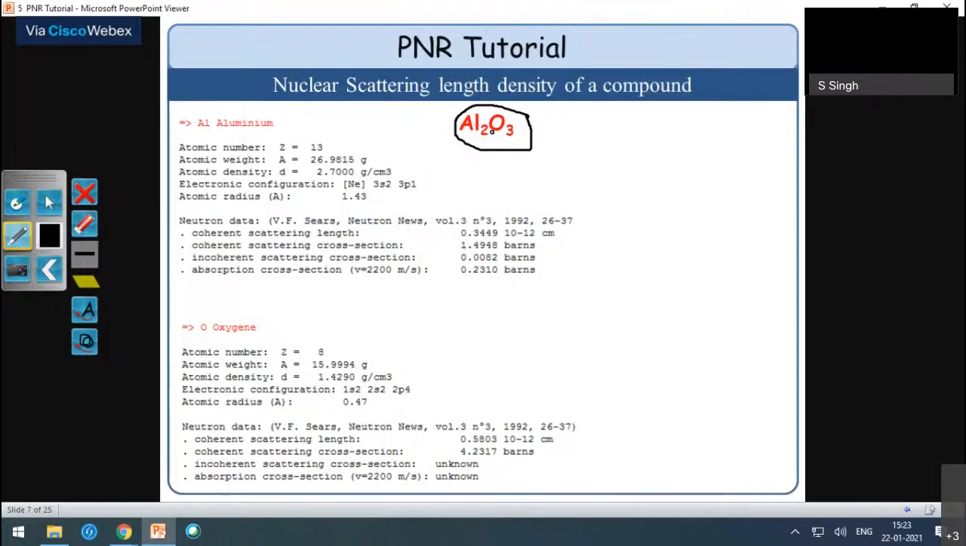Should I wait or what? Okay. So if we know all those, we can calculate the scattering length density of this.